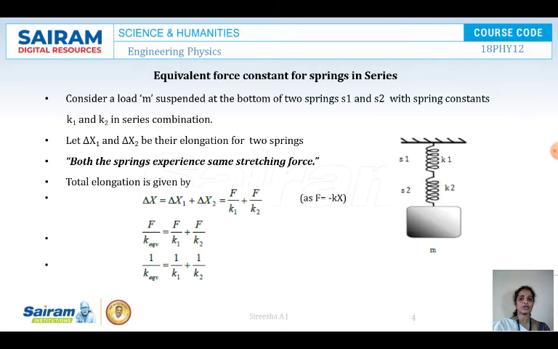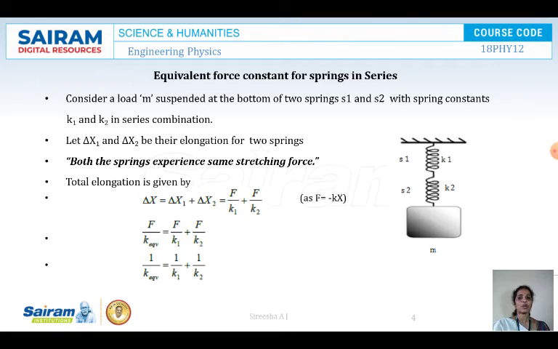We know that F is equal to minus kx. So, here we can say, instead of x, delta x1 is F by k1 and delta x2 is F by k2. And we know that both the springs experience the same stretching force, so F remains constant. So, F by k equivalent is equal to F by k1 plus F by k2. F is common on LHS and RHS. So, 1 by k equivalent is equal to 1 by k1 plus 1 by k2.